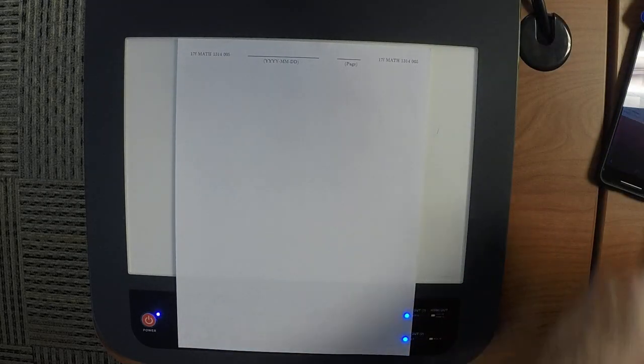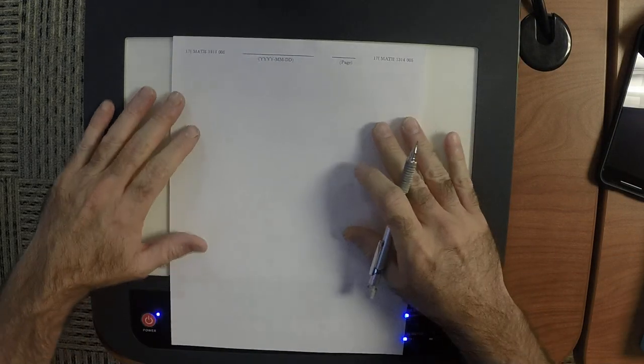Good, I hope. So last time, we had just done completing the square a couple times. So, let's do that a time or two again.